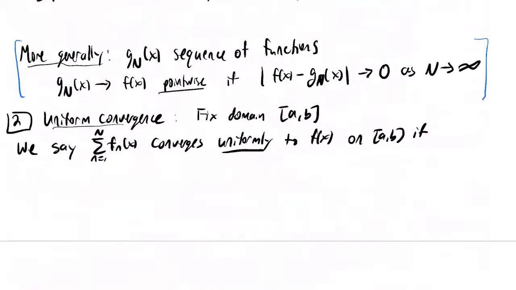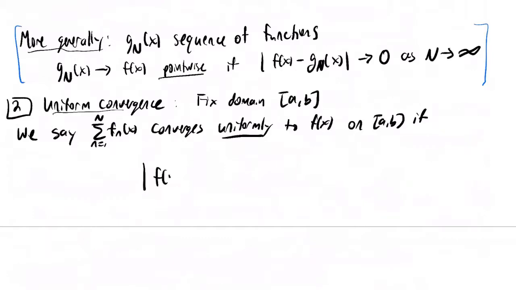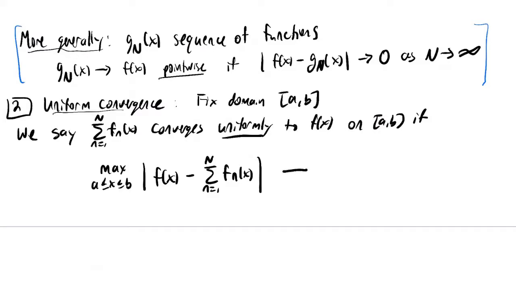And so the way to write this precisely is, you look at the difference between f of x minus the sum as before, but we look at the largest this can be on the interval. So we look at the maximum where x is between a and b. And we require that this whole maximum converges to 0 as N goes to infinity. And in particular, this is taking into account every point at once.